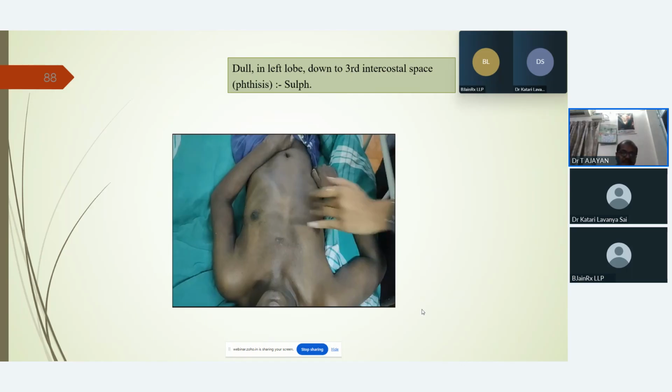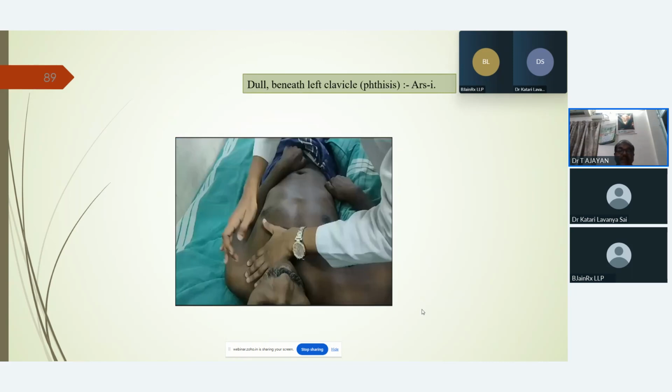Then why do you select a medicine for a characteristic symptom? The medicine is beautifully acting. The reason I say this is that almost all these symptoms have proving, reproving, verification, and re-verification. Therefore, no doubt that medicine is working. The next, the dull beneath the left clavicle: only one drug is there, Arsenicum iodatum.